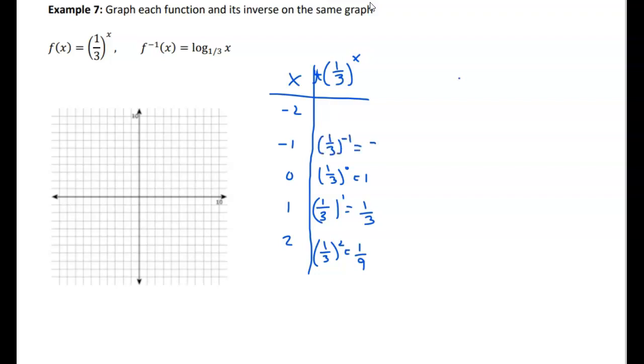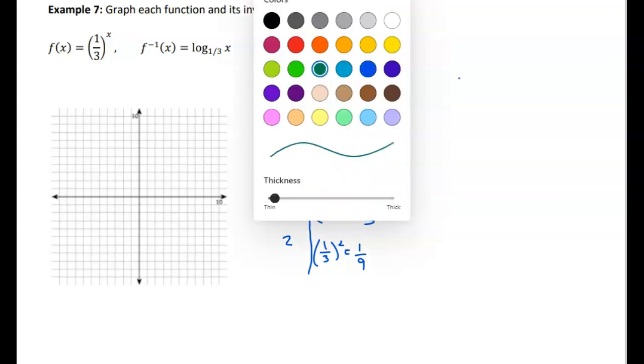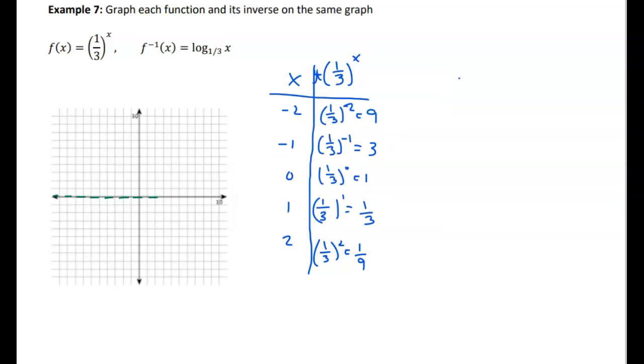1/3 to the negative 1 is 3 to the 1. 1/3 to the negative 2 is 3 to the 2, which is 9. So it starts high and then it goes low. This has a horizontal asymptote at y equals 0. Then we're going to plot the points. The y-intercept is 1, and then negative 1, 3, negative 2, 9, 1, 1/3, 2, 1/9. Here's our exponential function with the horizontal asymptote. So this is 1/3 to the power x.